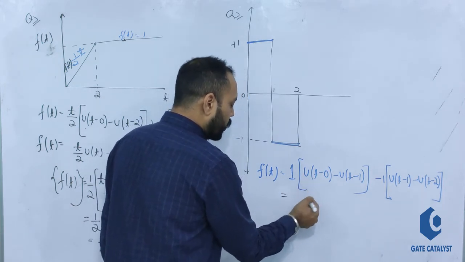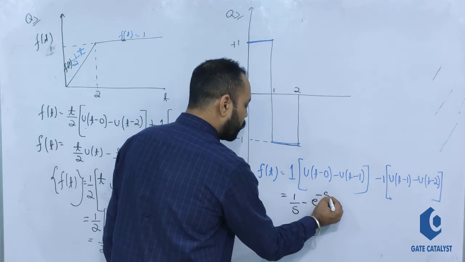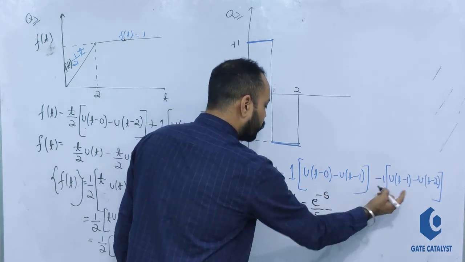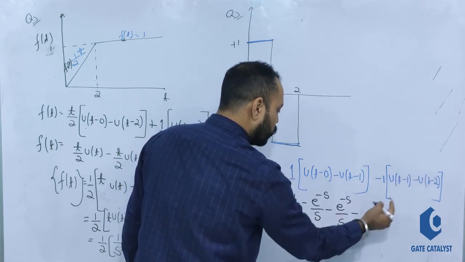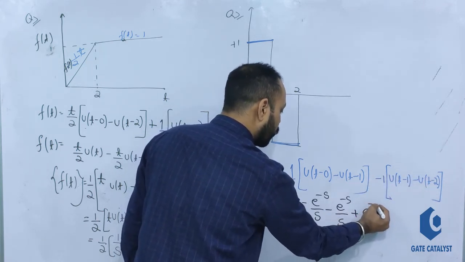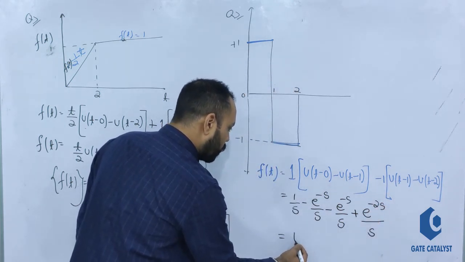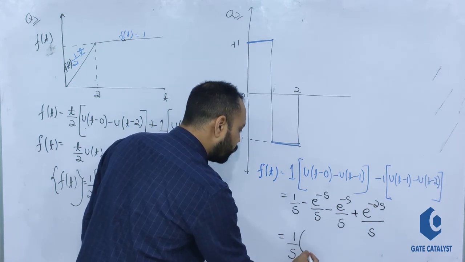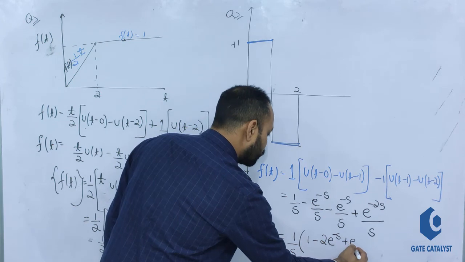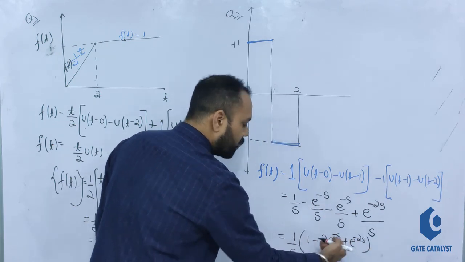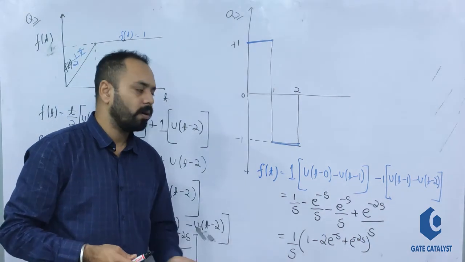So what is the Laplace of ut? It is 1 by s. Laplace of ut minus 1, e raised to the power minus s by s. Laplace of ut minus 2, this minus minus becomes plus, so e raised to the power minus 2s divided by s. So 1 by s you can take common, and then you have 1 minus twice of e raised to the power minus s plus e raised to the power minus 2s. You can also write this as 1 minus e raised to the power minus s whole square divided by s.